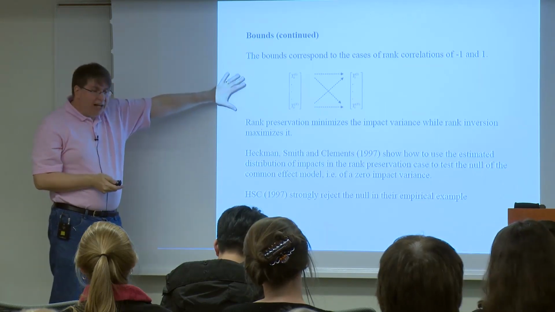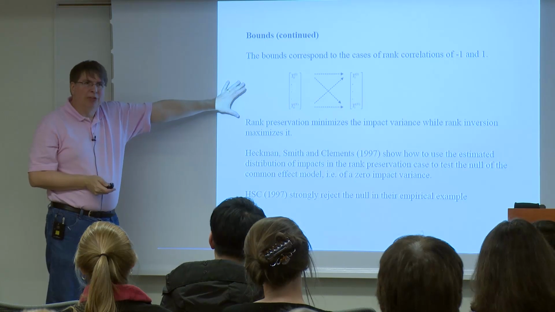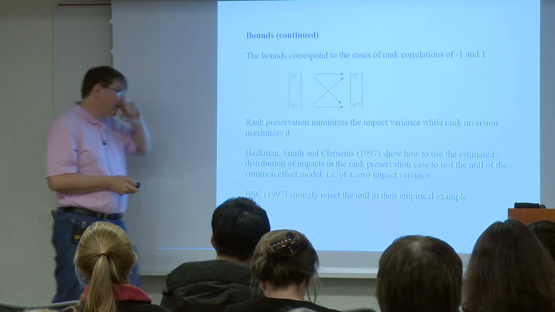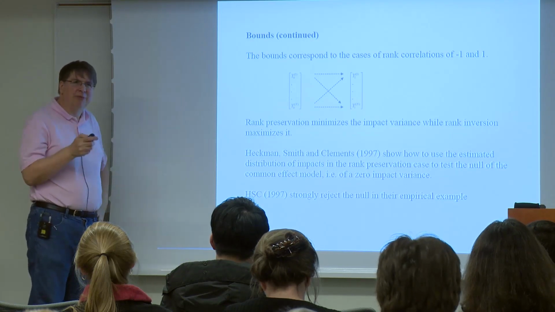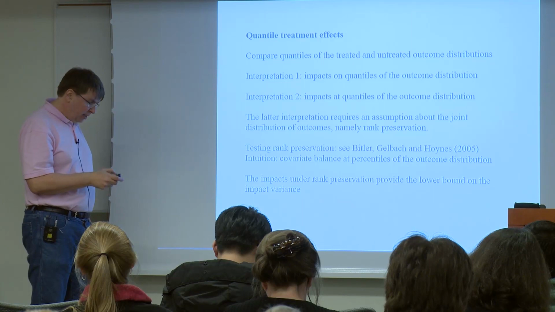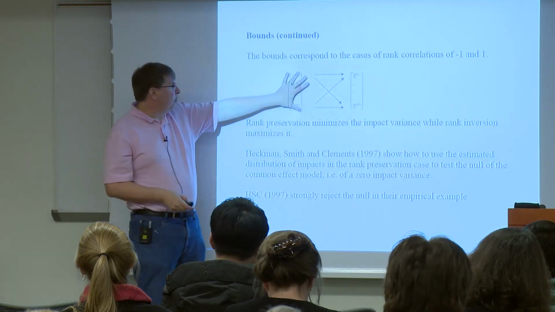So this is cool. There's a test. You can test the null of impact homogeneity pretty simply. It's discussed in here. It's discussed in Djebbari and Smith. I don't understand why we don't routinely do that. It seems very informative. In addition to testing it, you can also get a lower bound.